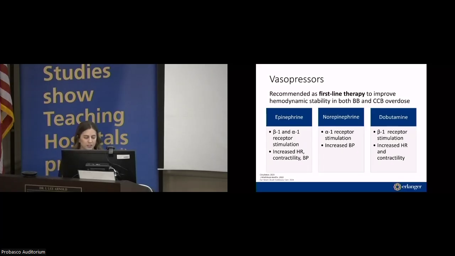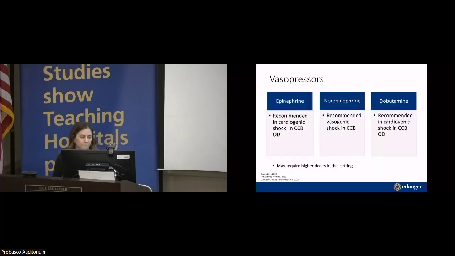Norepinephrine is an alpha-1 stimulator. Epinephrine has beta-1 and alpha-1 stimulation. It can cause increased heart rate, contractility, and blood pressure. And then dobutamine typically hits beta-1 receptor stimulation, increases heart rate and contractility. So for choosing a specific vasopressor therapy in patients who present with this type of overdose, epinephrine and dobutamine are going to be used more in cardiogenic shock, where norepinephrine is going to be more in vasogenic shock.